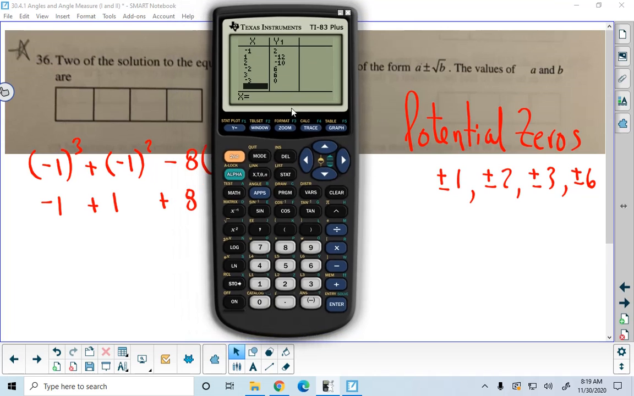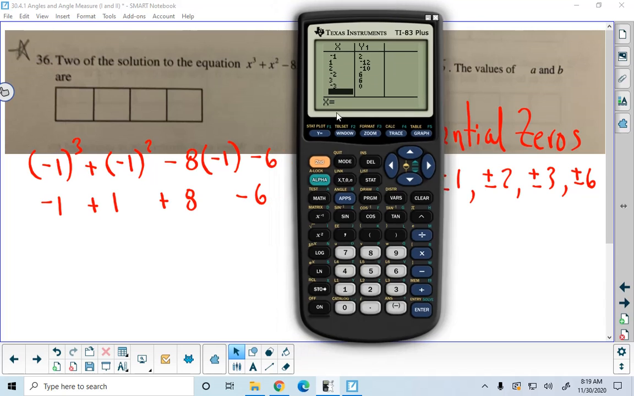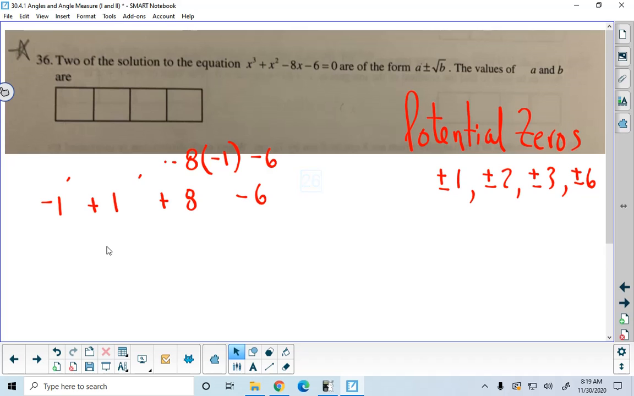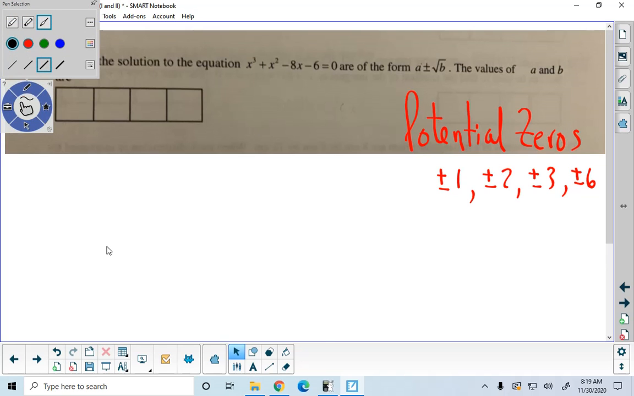What we have discovered is that -3 is a 0. So how are we going to use that? Well, if -3 is a 0, then what that means is that x plus 3 is a factor. So we've discovered that x plus 3 is a factor.